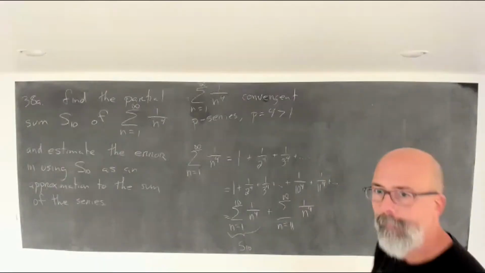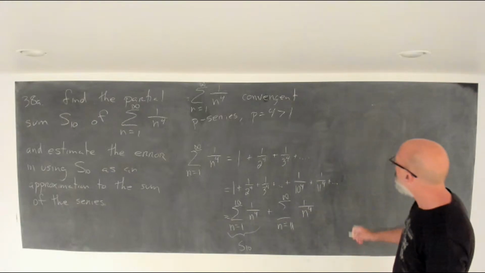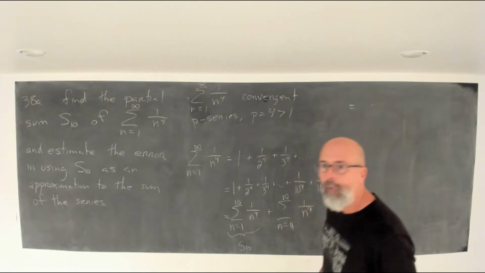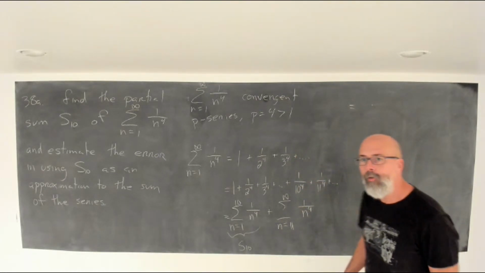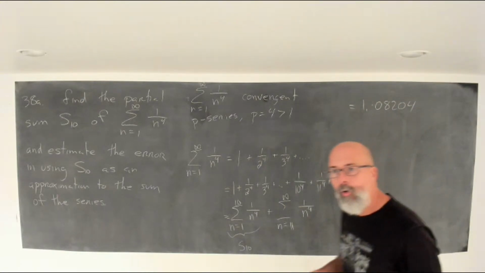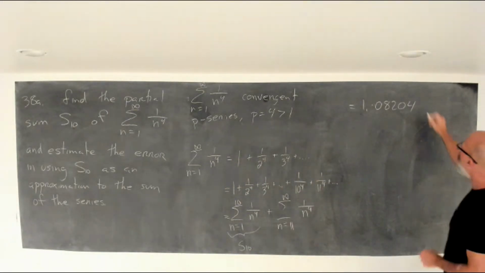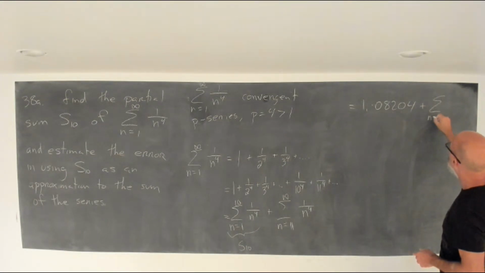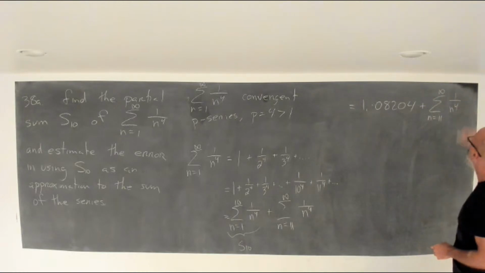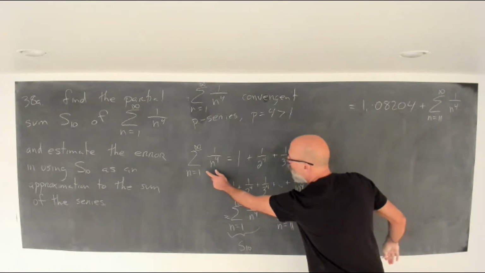Oh, Tiffany, thank you. Louis as well. Excellent. So Wolfram Alpha has given us that this is 1.08204, according to Louis. Thank you. And then you have some other stuff. And this, right, which is this, is equal to that.